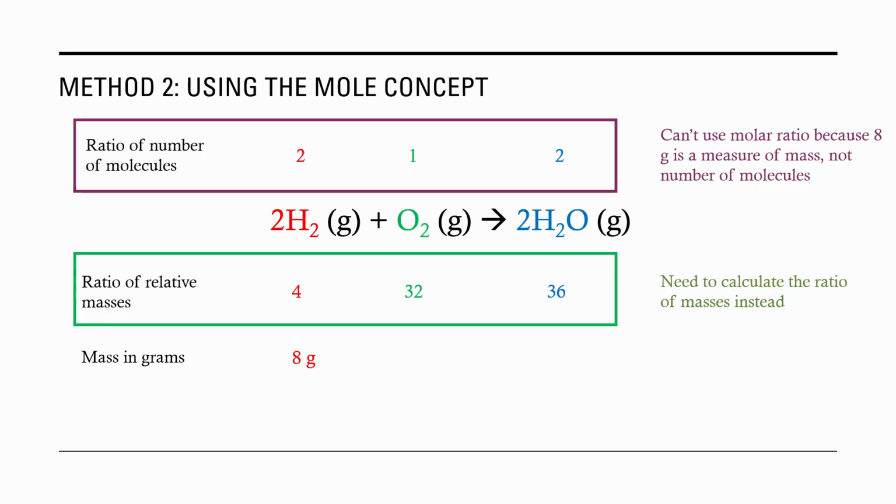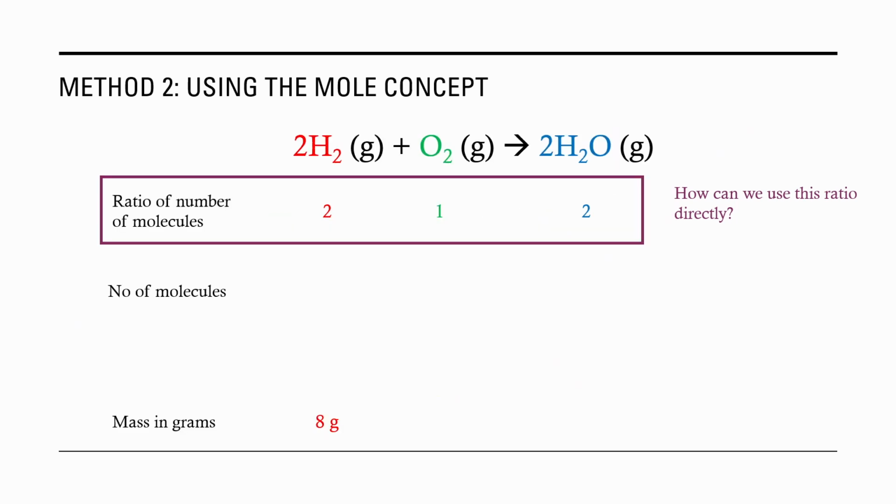But that seems like a waste because we already have these coefficients over here. It just seems like a lot of wasted effort to work out the mass ratios when we already have the molar ratio. So now we're gonna look at another way of solving this kind of problem by using the molar ratio directly. How can we do this?